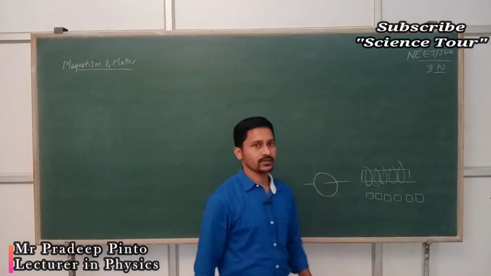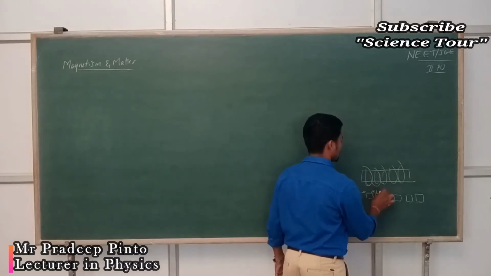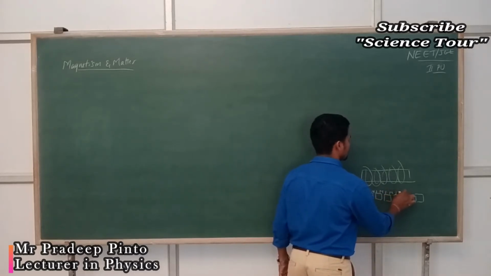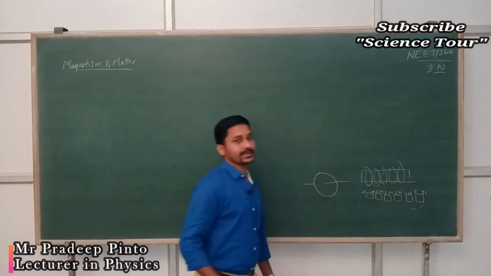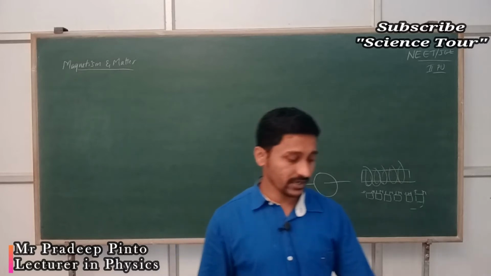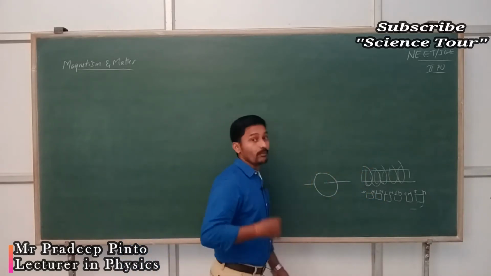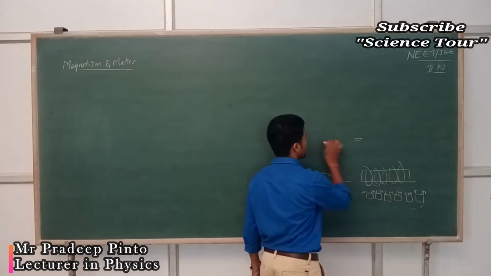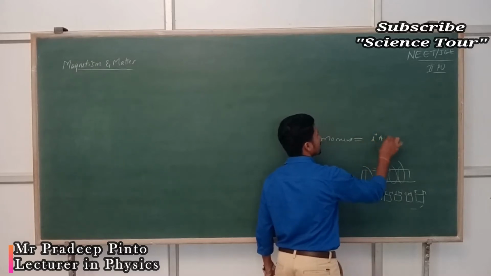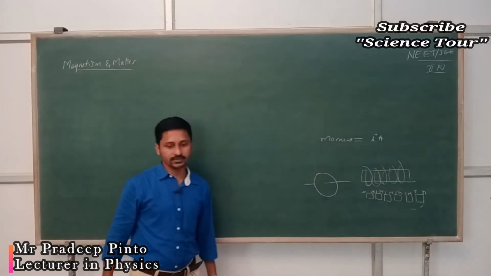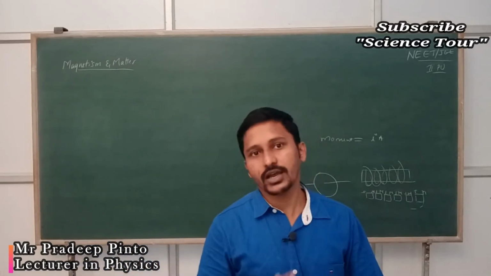Like that it is. So north, south, north, south, north, south, like that poles. So magnetic dipoles are formed, because of the small magnets. Now the magnetic moment is nothing but I into A. Magnetic moment is nothing but I into A. Okay, so that is what the charge is moving.